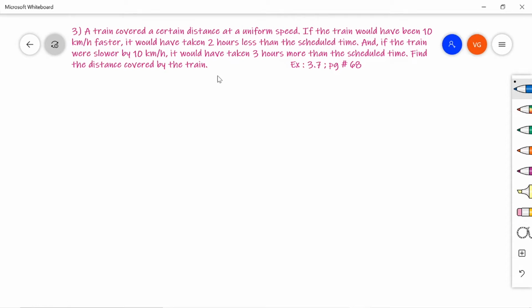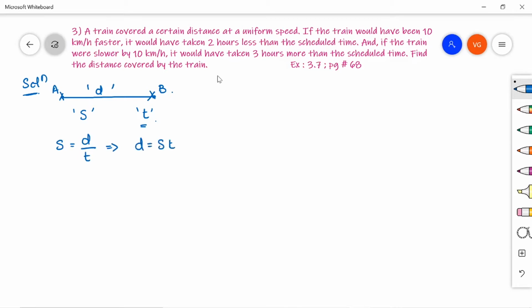So we'll start the solution like this. Suppose the train is going from point A to point B at some certain speed s. Let us say the distance is d, speed is s, and it finished the total distance in time t. As we know, speed is equal to distance by time, which means distance is equal to speed into time, d = s × t. Let us say this is our first equation.